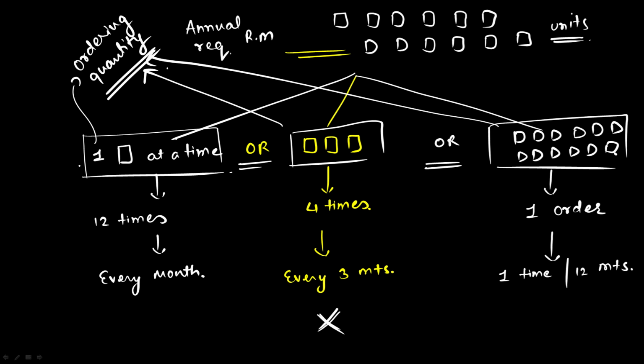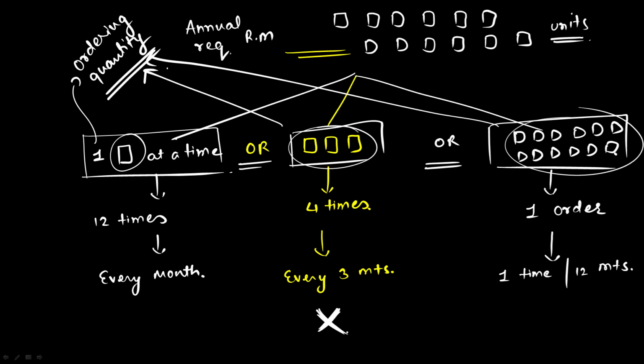12 is ordering quantity. Do you understand the difference between annual requirement and ordering quantity? Ordering quantity is the quantity I order in 1 order. In 1 order, if I am ordering 1 quantity, it is 1 ordering quantity. In 1 order, if I am ordering 3 raw materials, it will be 3 ordering quantity. And here it is 12 units of ordering quantity. So we have understood the concept of ordering quantity, right?